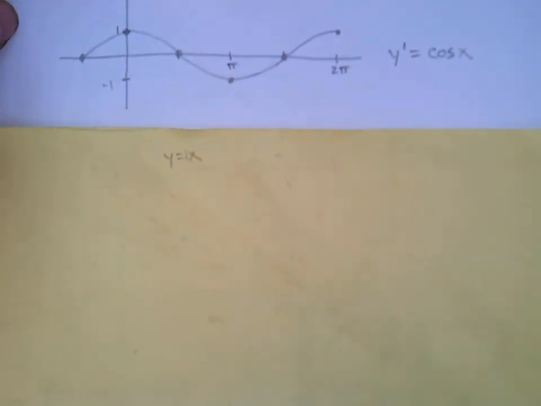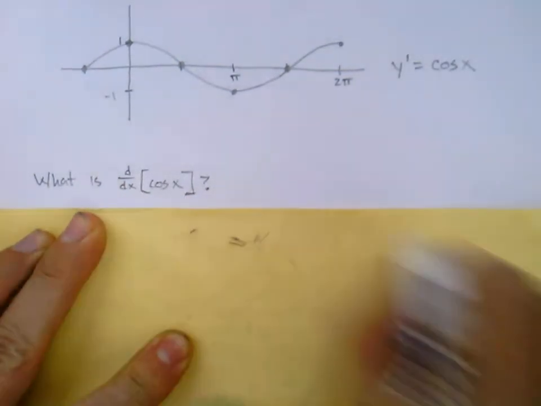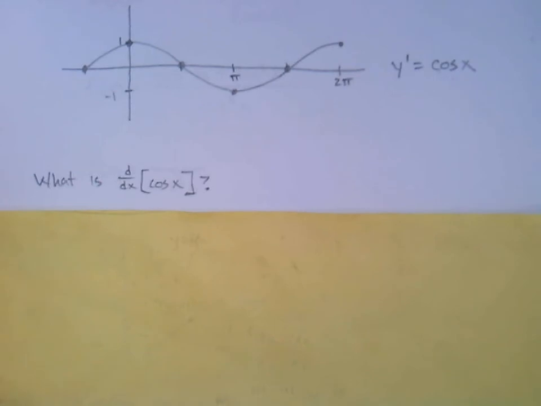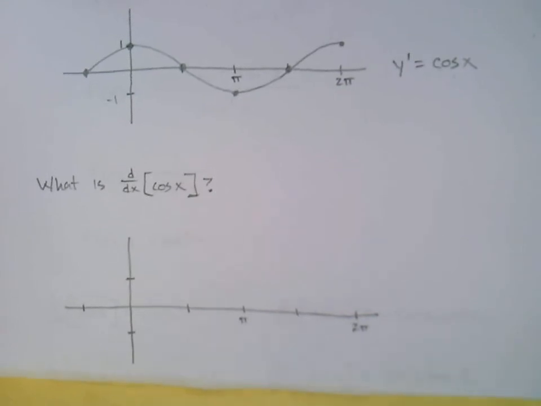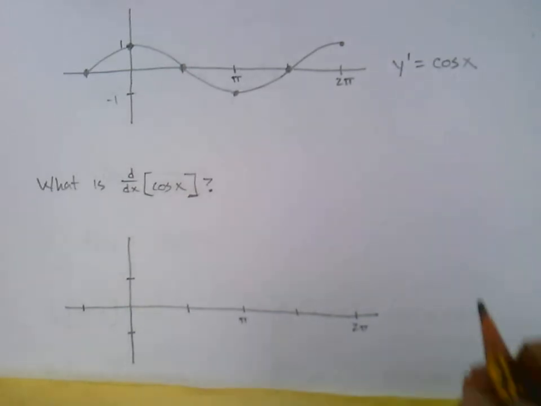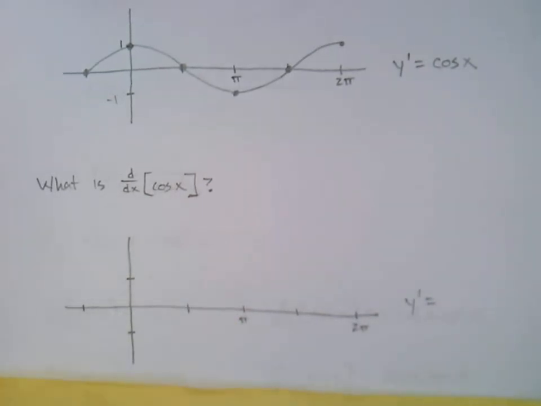Let's move on. What's the derivative of cosine x? So here's what we'll do. I already have cosine x graphed. So all I'm going to do is set up a new xy plane, and we'll graph the derivative of y equals cosine x. We think of this as the original. Okay, you get it.